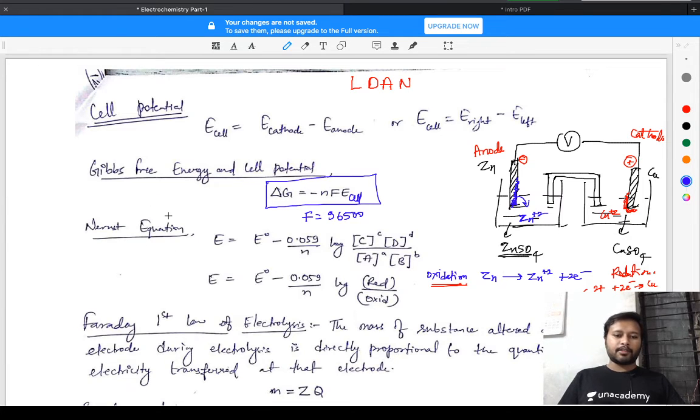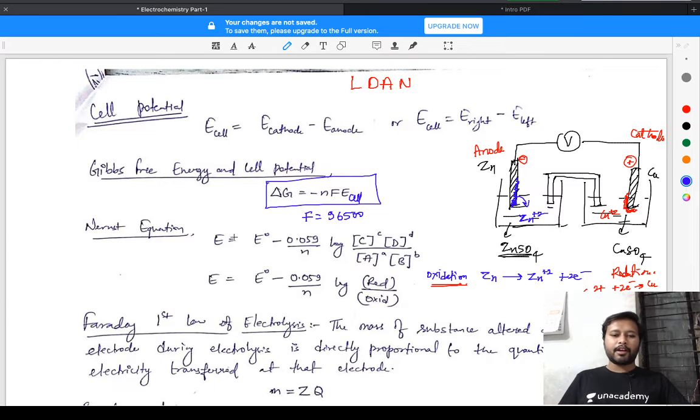Okay, the next part is your Nernst equation. The Nernst equation goes like this: E equals E naught minus 0.059 upon n log of reductant divided by oxidant. So the thing which is getting reduced divided by the thing which is getting oxidized. Okay, the concentration of the thing which is getting reduced divided by the concentration of the thing which is getting oxidized.